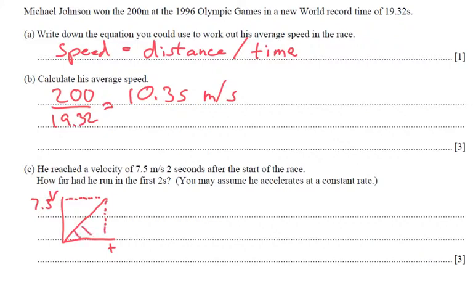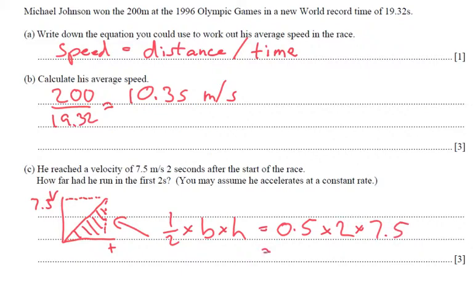Now for a velocity time graph, the distance travelled is the area under the graph. We've got a triangle here, it's going to be a half times the base times the height. So we've got 0.5 times the base. Well, it took him 2 seconds, so that's times 2. What was his maximum? It was 7.5. So 0.5 times 2 times 7.5. Well, the half and the 2 cancel, and it gives us 7.5 meters.